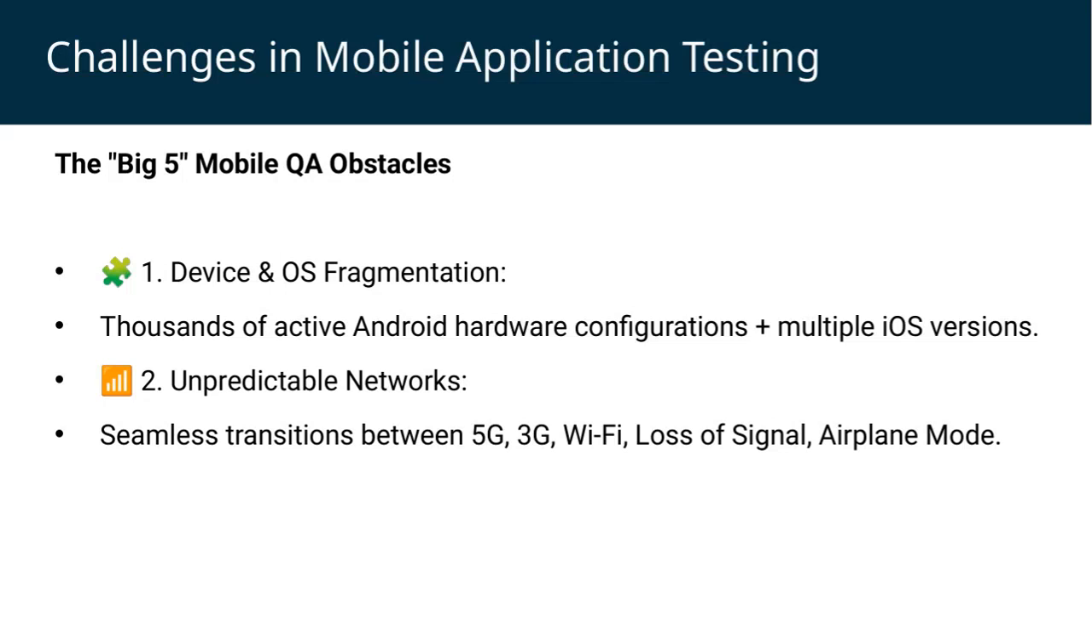When it comes to mobile QA, there are 5 big obstacles that keep us on our toes. First up is device and OS fragmentation. With thousands of Android devices out there and multiple iOS versions, testing gets complex fast. Then, unpredictable networks add another layer of challenge. Apps need to handle seamless switches between 5G, 3G, Wi-Fi, even sudden loss of signal or airplane mode. These factors make mobile application testing a real puzzle to solve.